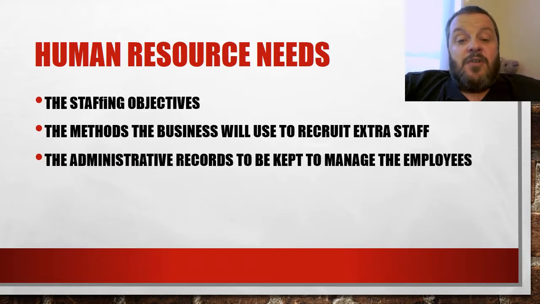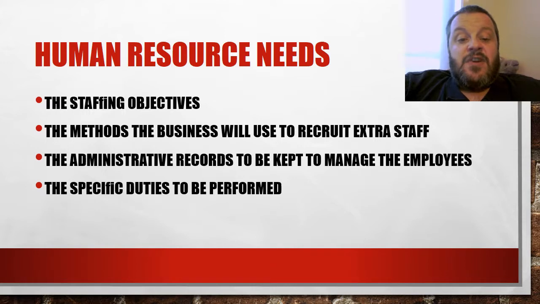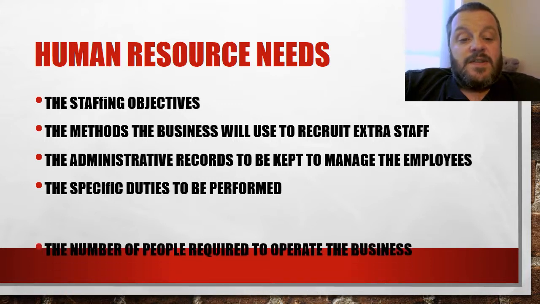The administrative records to be kept to manage employees. Yeah, we all know you can't pay people under the table. You've got to do things like get tax file numbers and proper business records. And specific duties to be performed. Okay, going back to Mr. Whippy, well, what does he want his staff to perform? You just can't say, look, rock up, here's an apron, just go for it. You've got to be quite clear. So there's some of the key human resource needs.